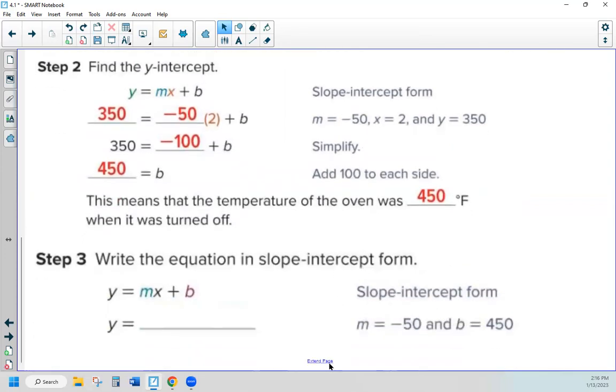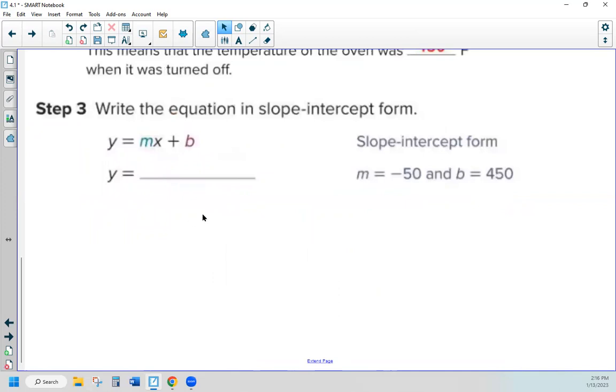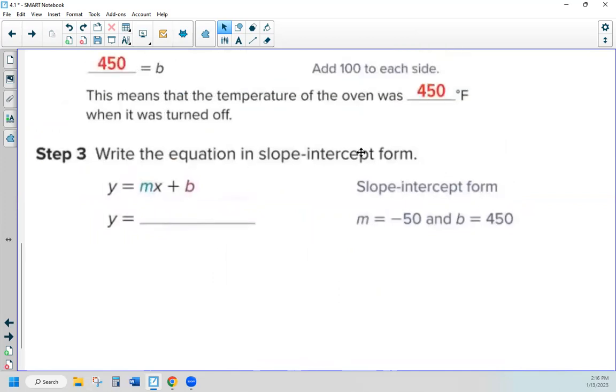So let's continue with what it says. Write the equation in slope-intercept form. Now we already have everything we need, which is, remember, we only input the slope and the y-intercept. We leave the y and the x as y and x. And here it is. Our slope was negative 50. Our y-intercept is 450. Okay, and there you have it.